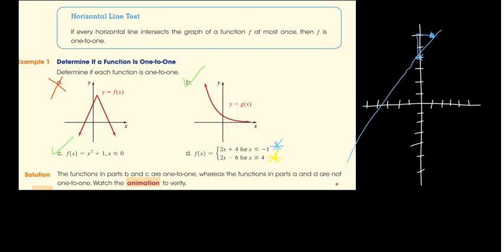This is going to be awful. Okay, so it looks something like that, but looking at the domain, it's only for x values that are less than or equal to negative 1. So I'm going to have to erase everything that is above negative 1.